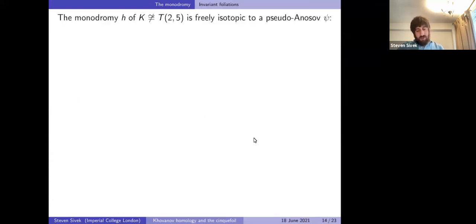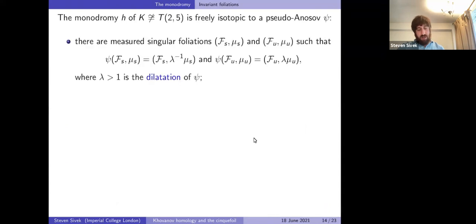Okay, so what does it mean? Now we know it's freely isotopic to the pseudo-Anosov. Well, this is just recalling what a pseudo-Anosov map is: there's a pair of measured singular foliations on the surface. So you have a foliation and a transverse measure, and there's two of these, so that if you apply the pseudo-Anosov map, it takes the so-called stable foliation and contracts it by some factor lambda, and it takes the so-called unstable foliation and expands it by that same factor lambda. Lambda is some real number bigger than 1. It's called the dilatation of that mapping class.